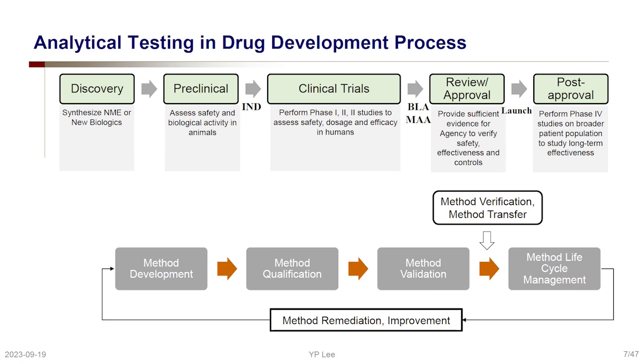In the drug development process, this is the flow of the analytical process. The development of the drug starts from discovery and moves to preclinical, clinical trials, review and approval, and post-approval. Through this process, analytical procedures start from the very early stage. They need to be developed early, then qualified and validated, then included in the package for approval. Then lifecycle management for the analytical method needs to be implemented.